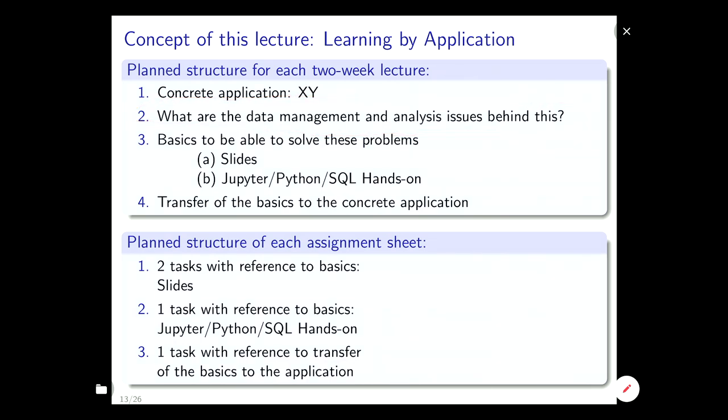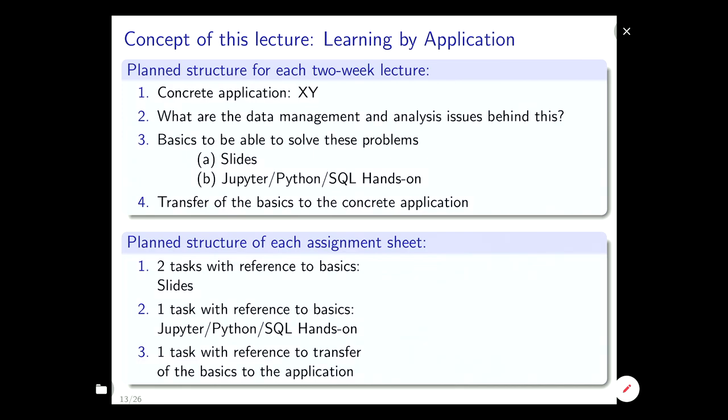Based on that, I will teach you the basics that allow you to solve the problems that application is doing, along the lines of slides, but also along the lines of Jupyter, Python, and SQL hands-on notebooks. And then finally, once we learn those basics in the lecture, we will go back to that application. That's what step 4 is doing, and transfer the theoretical concepts we learned onto the application. Okay, now we know about these concepts from data management. What does that mean for that application? Where do we see that?